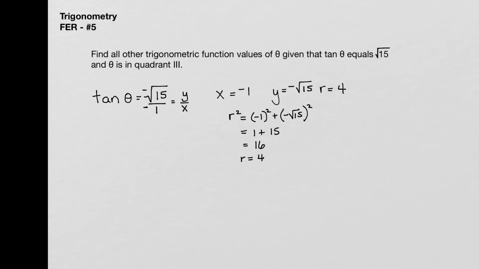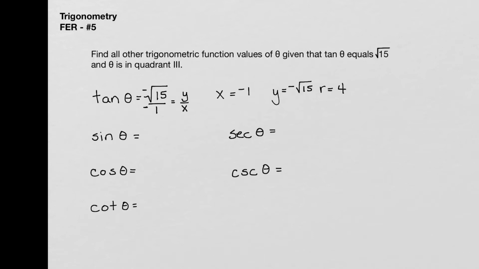And remember that r has to be positive. You don't have a choice with r. R has to be positive every time. X and y can be negative or positive, but r is always positive. So now that I have x, y, and r, and I just cleaned up my work so that we can really see these values, now I'm ready to find all the other trigonometric function values of theta.